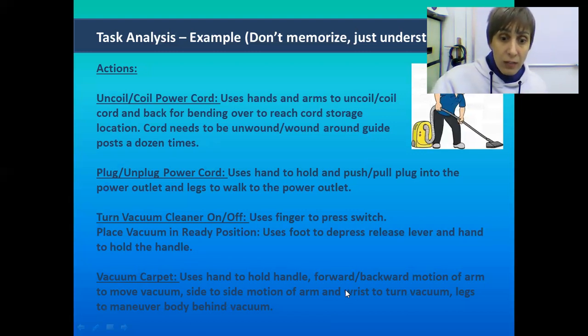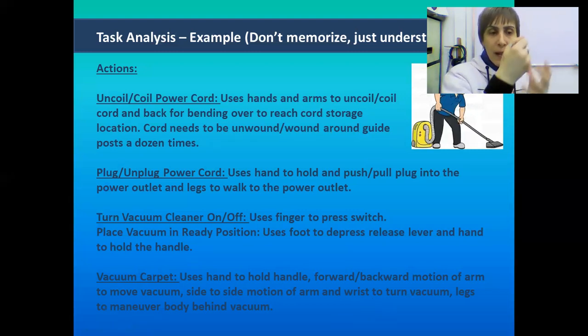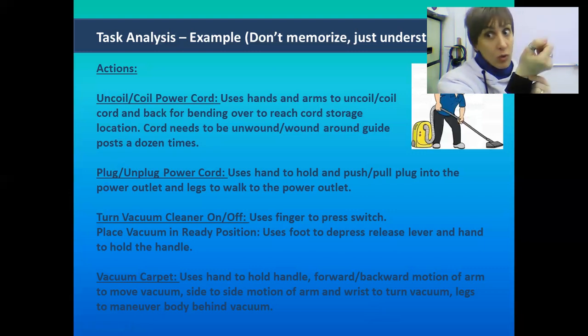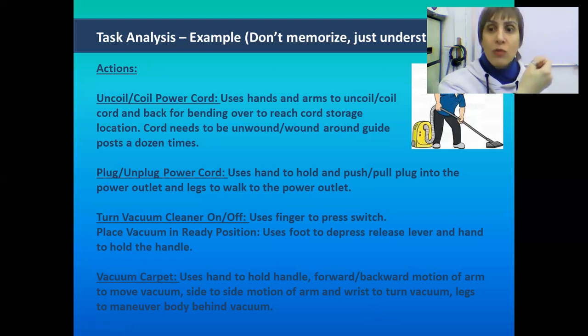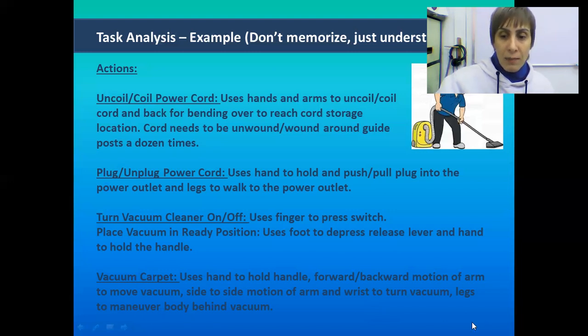And there is side-to-side motion of the arm and wrist to turn the vacuum. So when I'm using my hand, actually this joint here also is in movement and will get affected. My legs are used. So I walk and I'm vacuuming at the same time. This is also important. So what happens to the whole body?